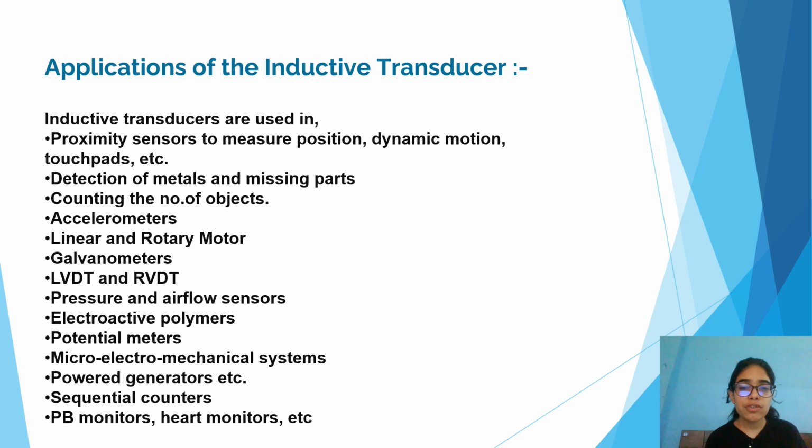Now some applications of inductive transducers. Inductive transducers are used as proximity sensors to measure position, dynamic motion, touchpads, etc., detection of metals and missing parts, counting the number of objects, linear and rotatory motion, galvanometers, LVDT and RVDT, pressure and airflow sensors, potentiometers, sequential counters, PB monitor, heart monitors, and etc.